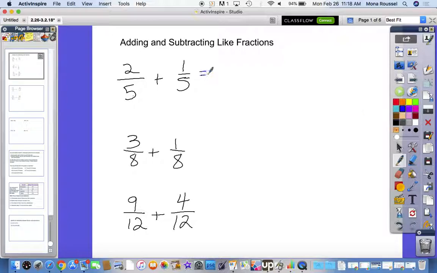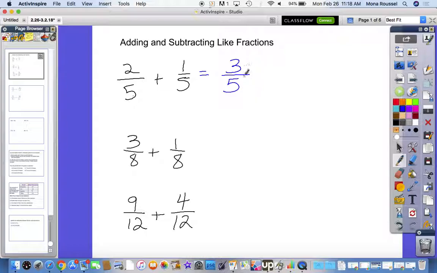But for today, what we have to keep in mind is when the denominators are the same, we know the denominator is going to stay the same. We simply add the numerators. 2 plus 1 is 3. 3/5 would be the sum, but we have to see if this is in simplest form.